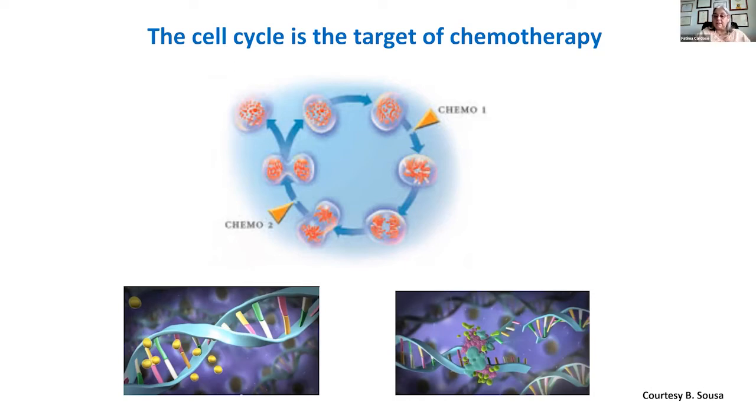And finally, another cell that divides very quickly is the white blood cells, the cells in your blood that are responsible for protecting you from infections. And that's why sometimes we have fever when we have chemotherapy, because we are less protected against infections.